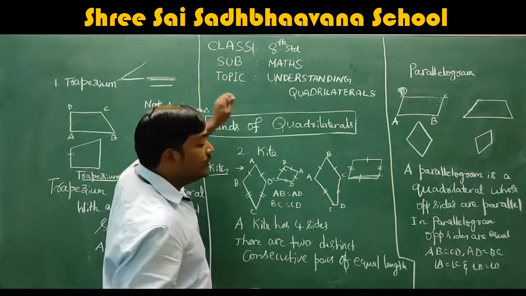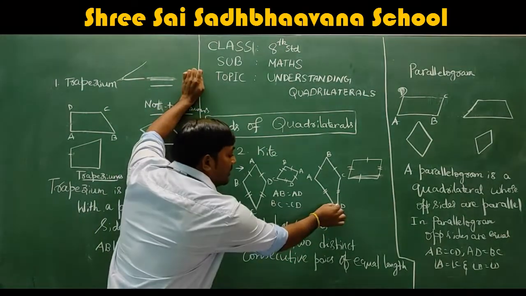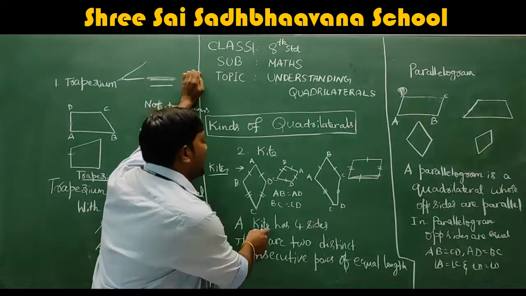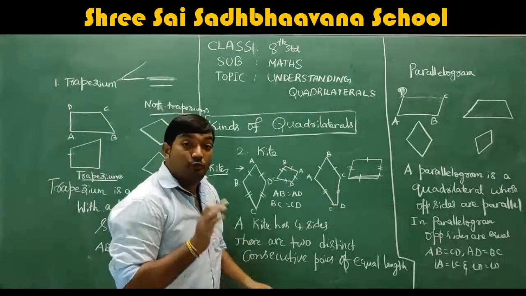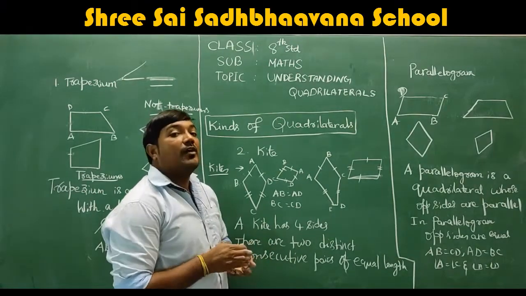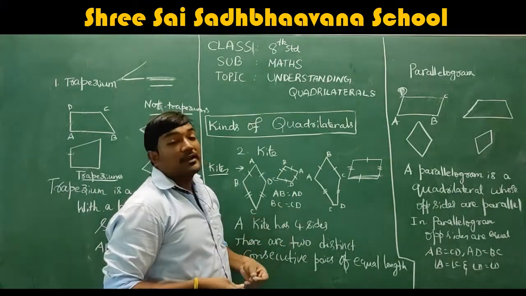Not exactly consecutive, but one thing you understand, there is one more side which is ED. But your kite should have only 4 sides, not more than 4. But in this figure, we have 5 sides. It is not a kite.